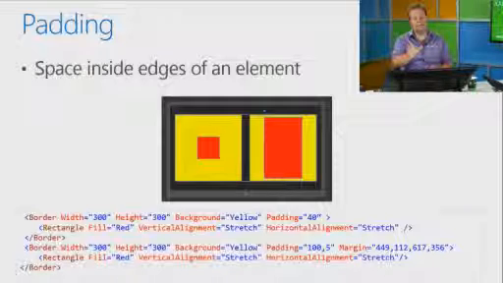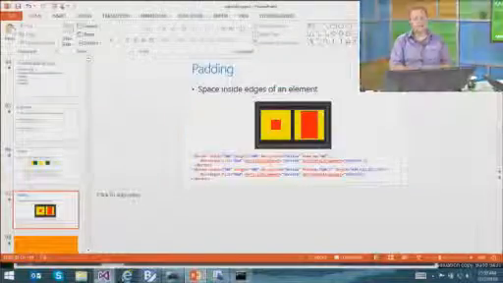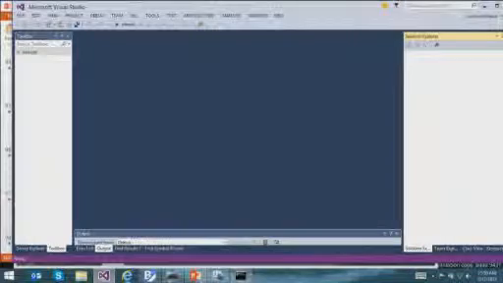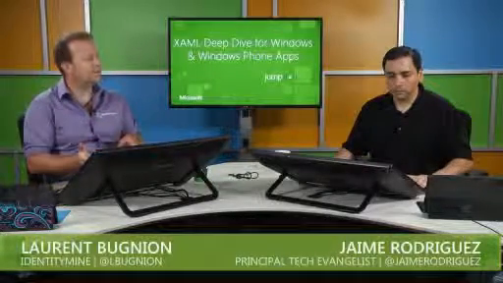So here we have a border, which is not a panel, so don't get confused. It can have only one child, but it's a container, right? So here you can set padding. You can set padding on a button, which is going to influence the way that the content of the button is rendered, but not every element. Every element has margin, but not every element has padding.